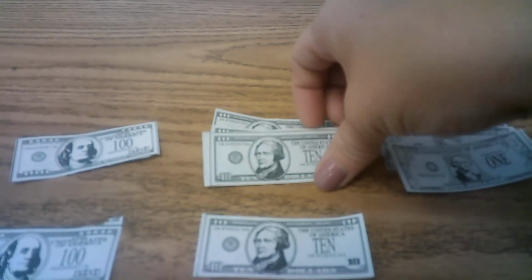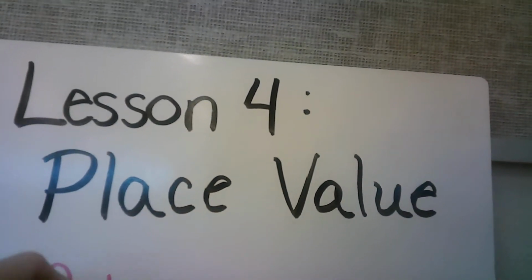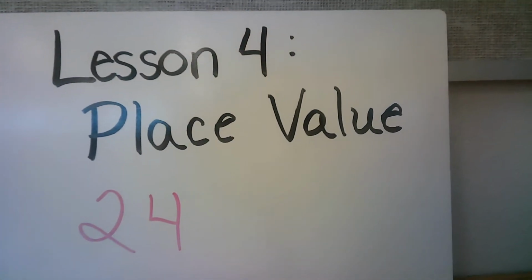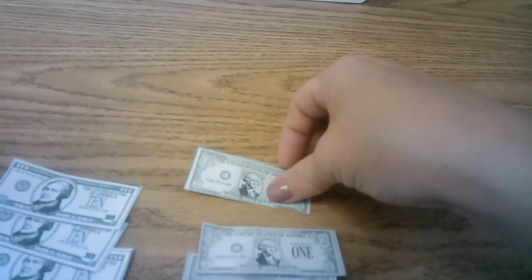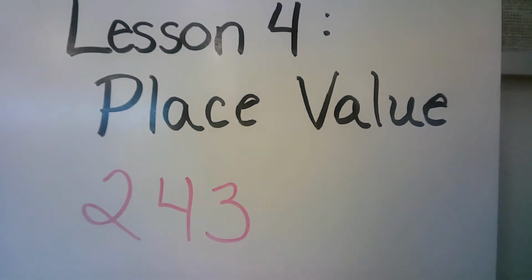So looking down at the money again, we have 1, 2, 3, 4 tens. So we'll put a 4 in the tens place. And then looking at my ones, I have 1, 2, 3 ones. So we'll put a 3 in the ones place.